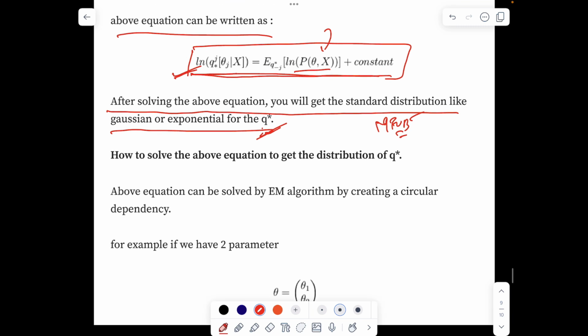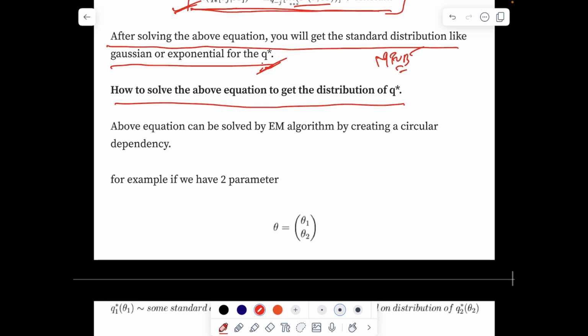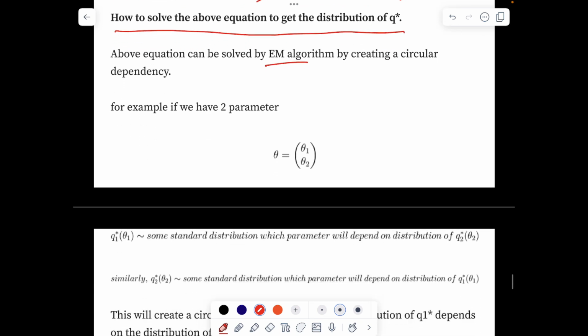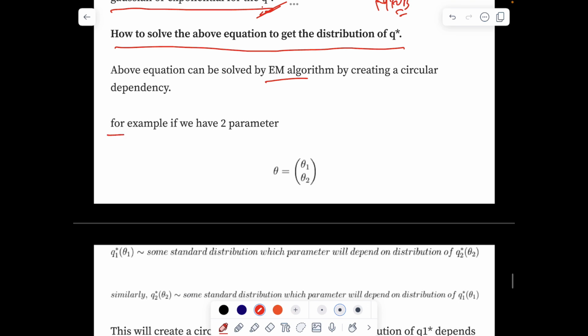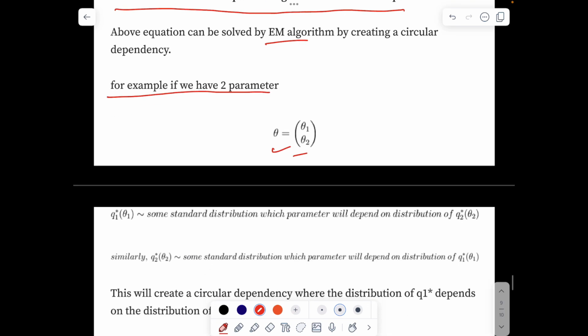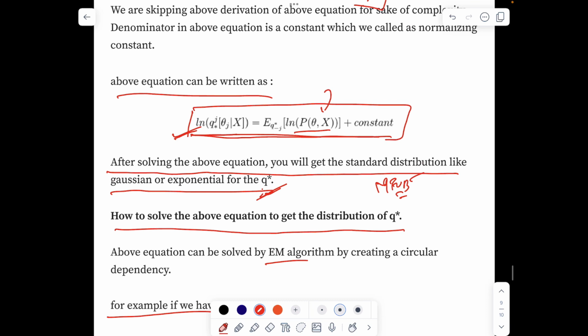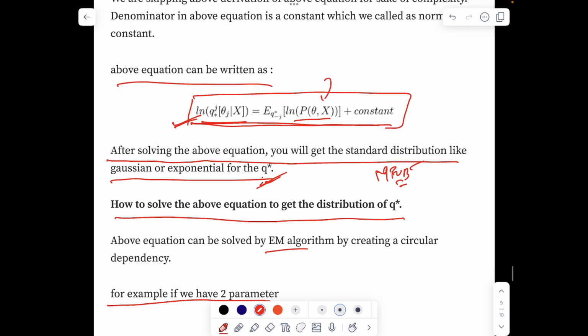Now how to solve the above equation to get the distribution of q star? The above equation can be solved by the EM algorithm. Let's just understand it. Say we have two parameters, theta 1 and theta 2. Look at this equation: when we are computing q star 1 of theta 1 given x, it is only dependent upon the minus j terms, meaning the other parameters which are not theta 1. It can be 2, 3, right?